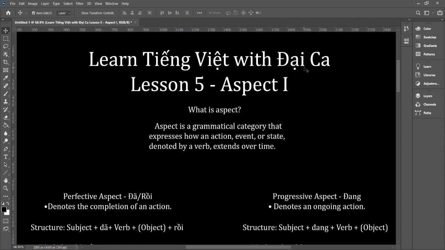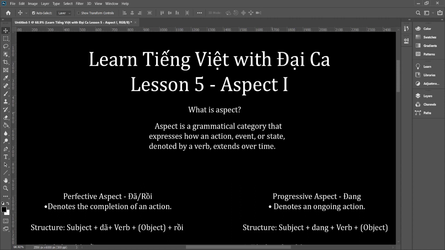Today we're going to be going through our fifth lesson, Aspect. And you might be asking, what is aspect? Now, here's a formal definition of it. Aspect is a grammatical category that expresses how an action, event, or state denoted by a verb extends over time.